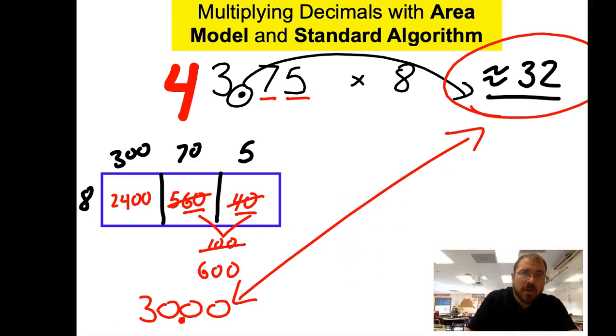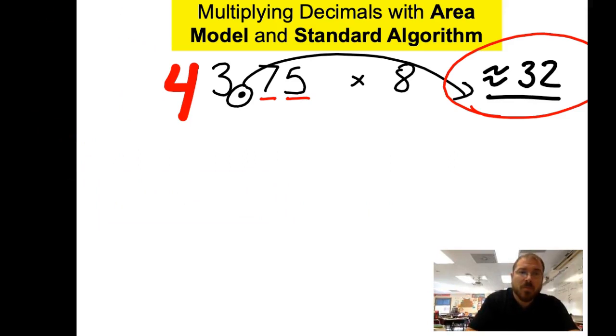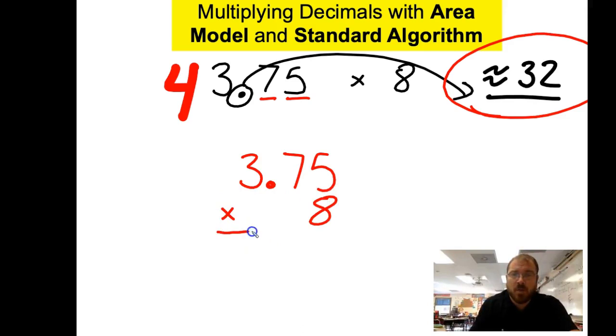Now we will explore the same problem using the standard algorithm. I will set this up, 3 and 75 hundredths times 8. Notice that we do not worry about lining up the place values when we multiply decimals. I'm now going to do the same thing as I did before, distribute or pass out this 8 to the 5, 8 to the 7, and 8 to the 3.